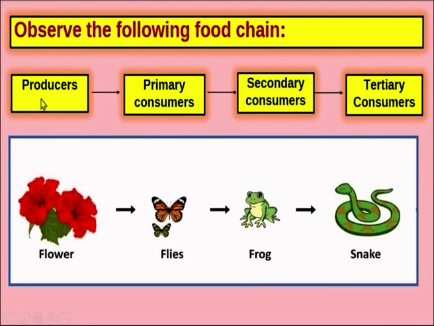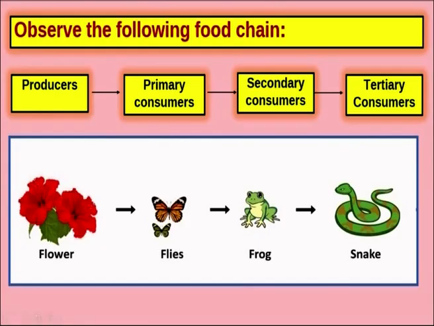So, producers prepare the food required for all the organisms in an ecosystem. These producers depend upon the sunlight as a source of energy. So, producers synthesize the food materials by a process called photosynthesis using sunlight.